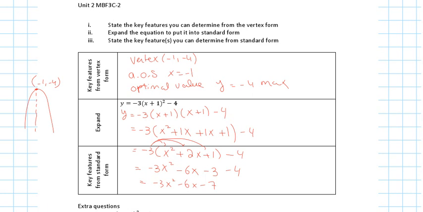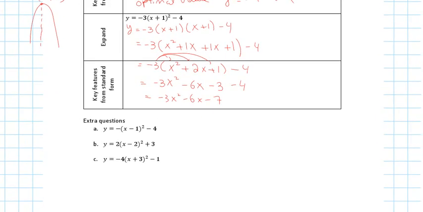Does this look like standard form to you? What's your A value in this standard form? -3. What's your B? -6. Guys, the sign comes with it. It's a package. It's -6.